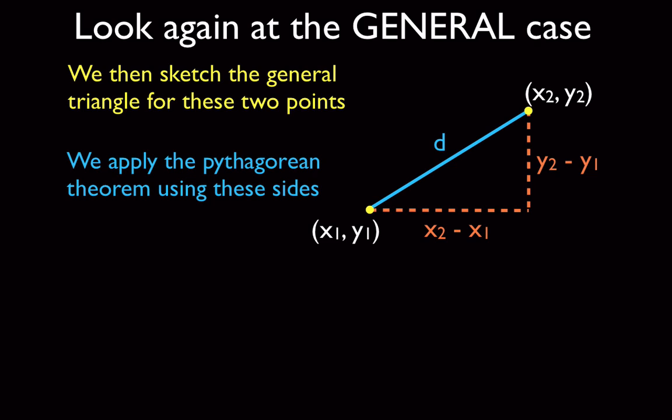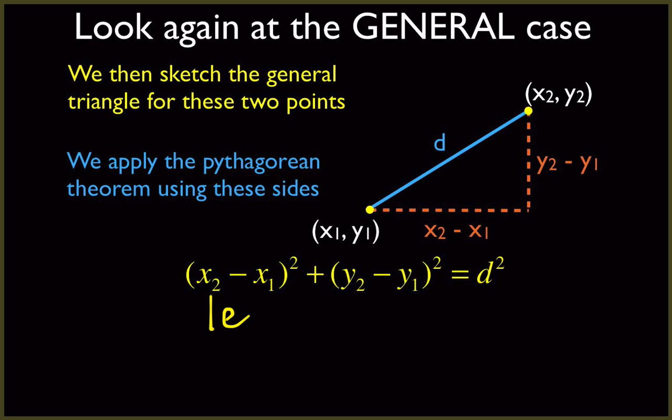Okay, we apply the Pythagorean theorem using these sides. So we've got, instead of last time like we had 6 and 8, we're just going to, in parentheses, put the y2 minus y1, and the x2 minus x1. So if you look, here are my two pieces. It looks a little different, but this is my leg squared, and this is my hypotenuse squared. So if you look at it, it's really the same thing as we've been doing.